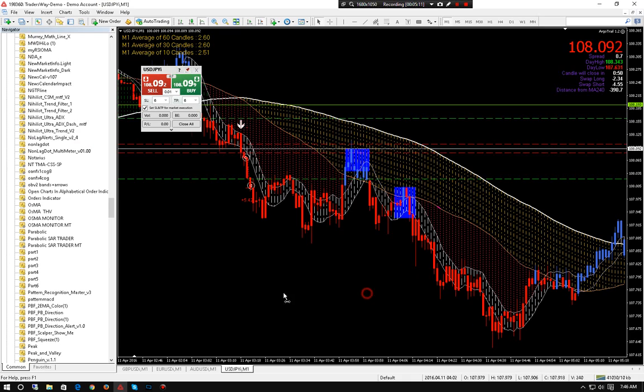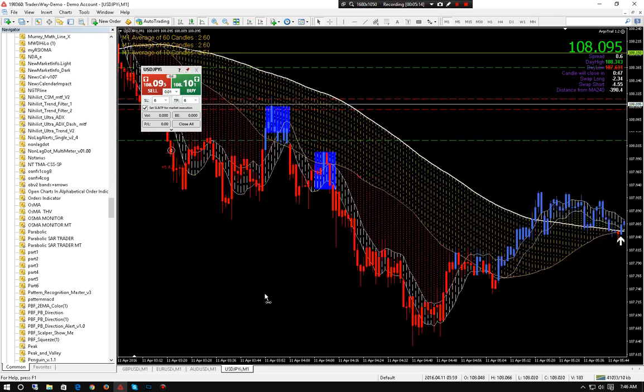If we look between the arrows, there's a nice spacing in between them. This even on the 1 minute chart.